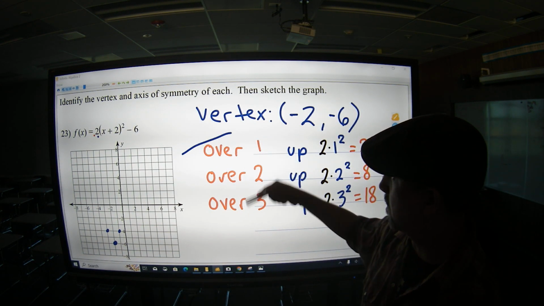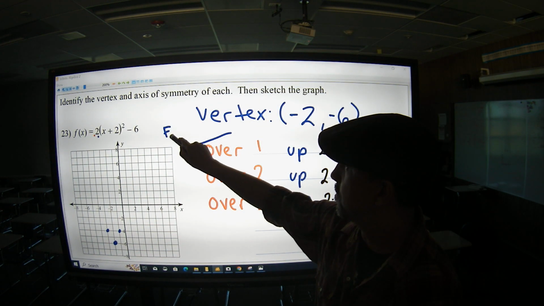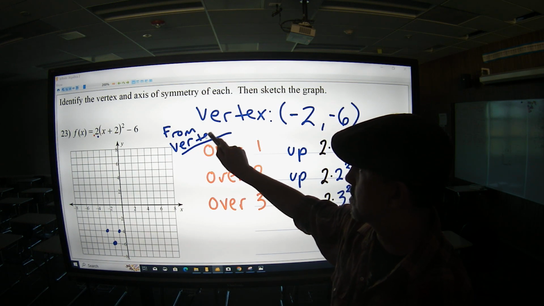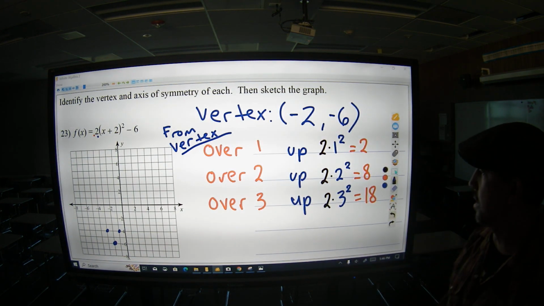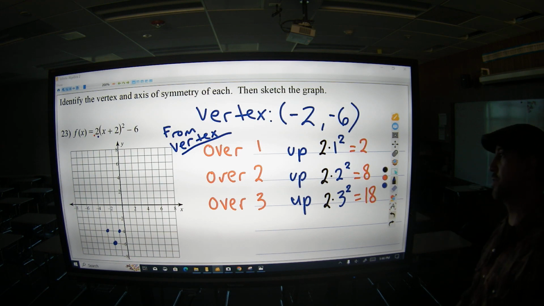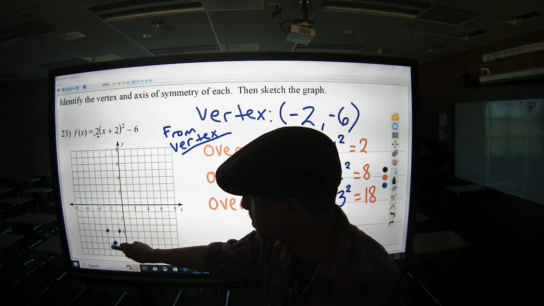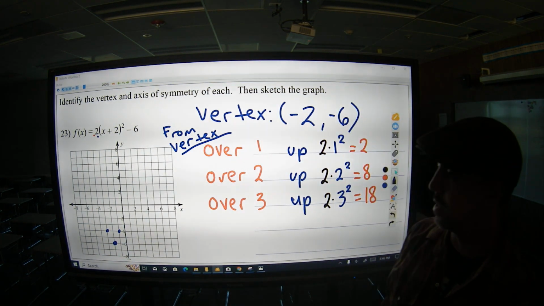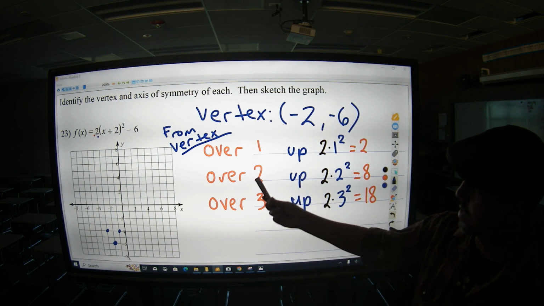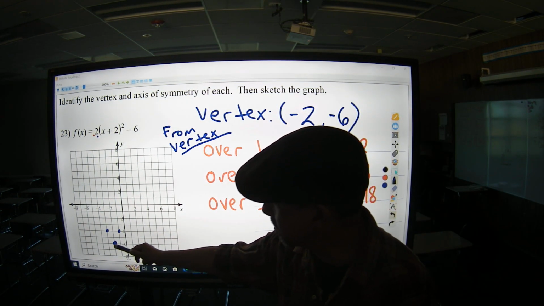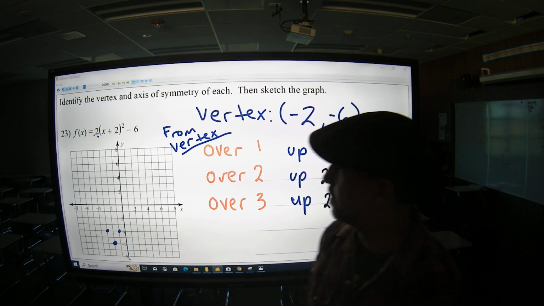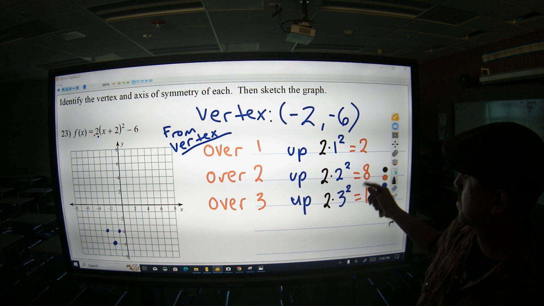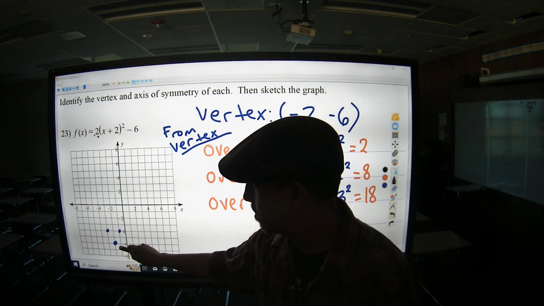I'm just going to keep saying this: all of these things that we're doing are from the vertex, okay? This is our shorthand. We've been talking about this for a while. And I notice every now and then somebody will, instead of going back to the vertex, say okay, over two, and they'll go two steps from the point that we were just at. And that's not what I intend for you to do. What I mean is every time go back to the vertex. If I go over 2, because of that leading coefficient, I should go up 2 times 2 squared instead of just 2 squared. So now I have to take 8 steps. So if I go over 2, I go up 8 steps.